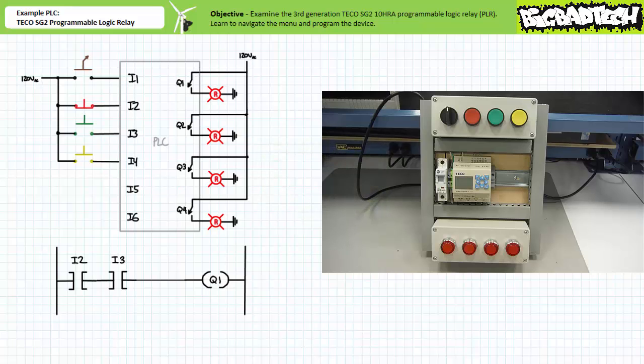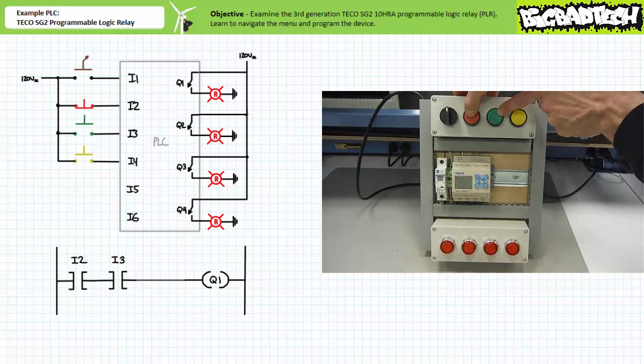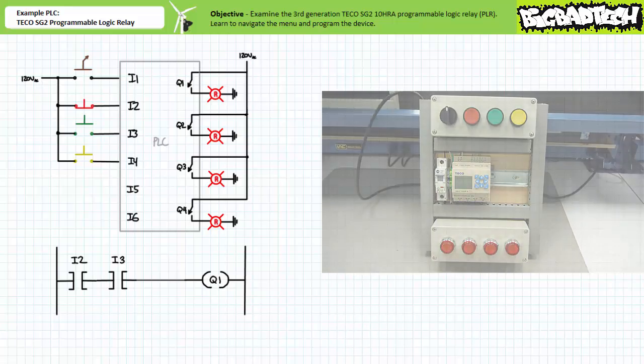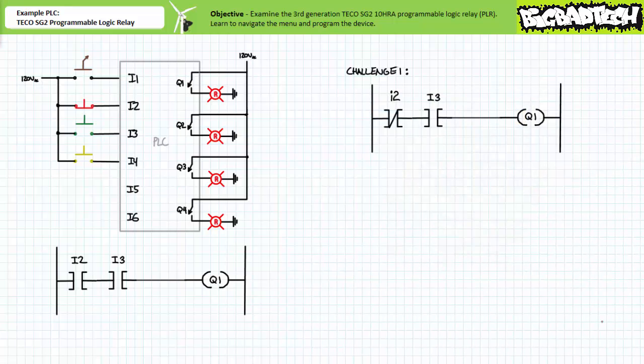Note when no button is being actuated, the output remains de-energized and the first pilot lamp is unilluminated. When only the red push button is being actuated, the output remains de-energized and the first pilot lamp is unilluminated. When only the green push button is being actuated, the output is energized and the first pilot lamp is illuminated. When both the red and green push buttons are being actuated, the output remains de-energized and the first pilot lamp is unilluminated.